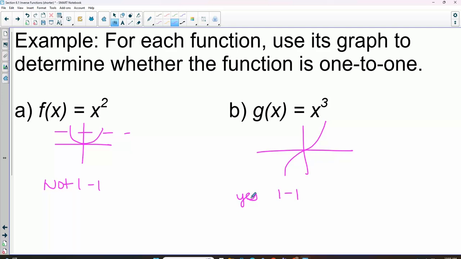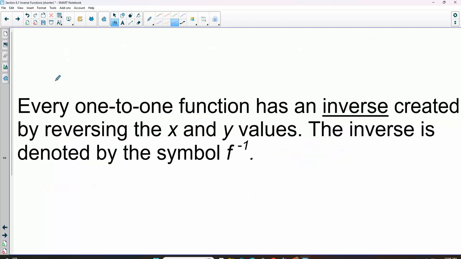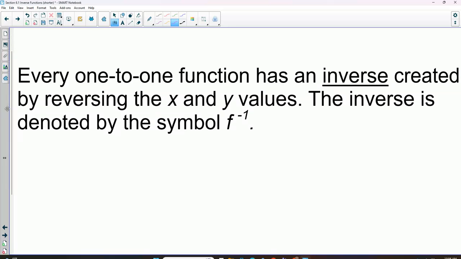The reason we care about 1-to-1 is if a function is 1-to-1, then we can find the inverse. It has to be 1-to-1 in order to have an inverse. What an inverse does is it reverses the x and the y. They flip roles. So if it wasn't 1-to-1 to start with, when you found the inverse, it wouldn't be a function. So that's why it's important. The symbol for inverse is f to the -1. That's different than a reciprocal. It's saying the inverse of a function.